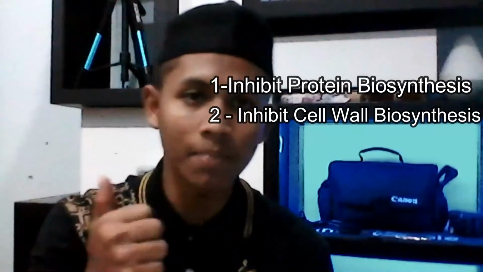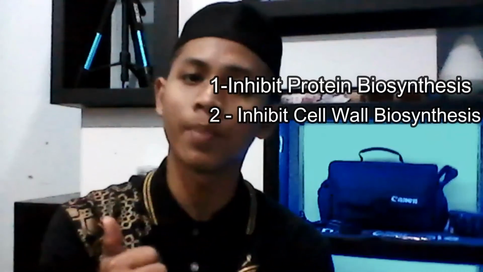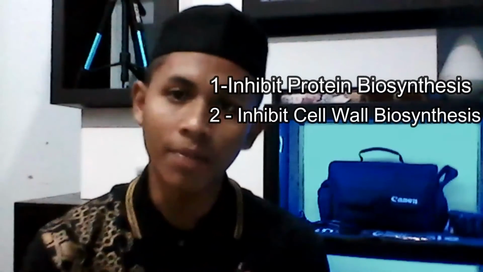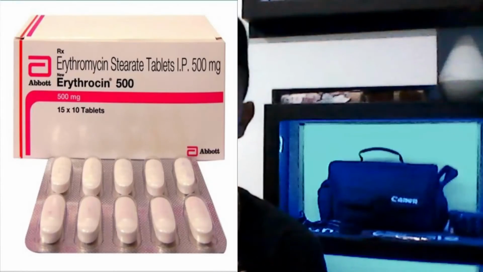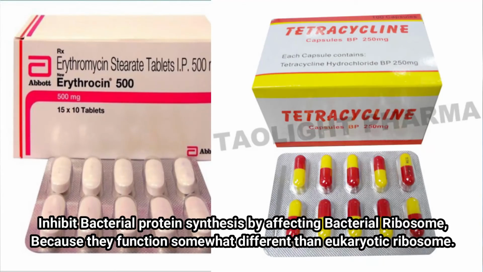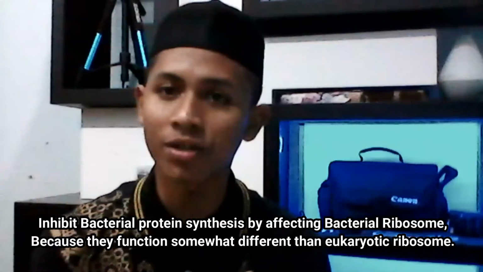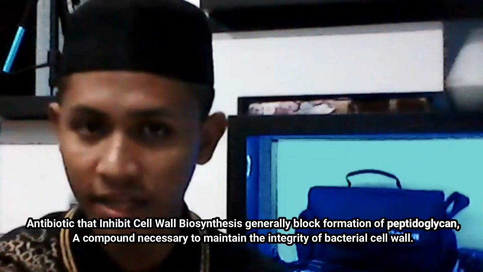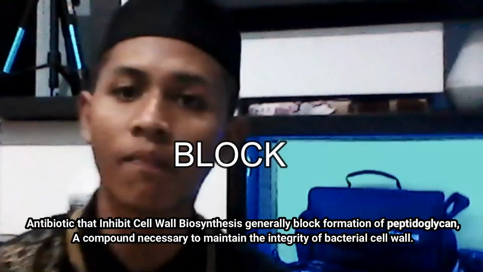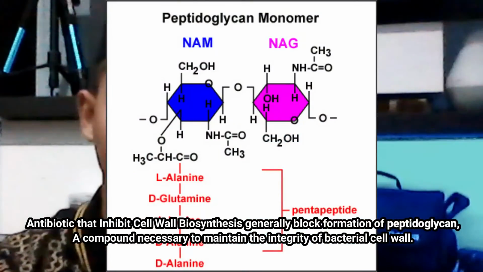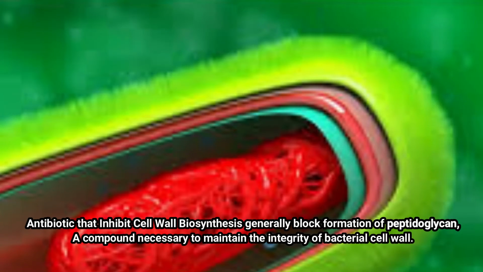A number of antibiotic compounds are active against bacteria and widely prescribed. Most antibacterial compounds fall within two classes: those that inhibit protein biosynthesis and those that inhibit cell wall biosynthesis. Two types of antibiotic, erythromycin and tetracycline, inhibit bacterial protein synthesis by affecting the bacterial ribosome, because it functions somewhat differently than the eukaryotic ribosome. Antibiotics that inhibit cell wall biosynthesis generally block the formation of peptidoglycan, a compound necessary to maintain the integrity of the bacterial cell wall.